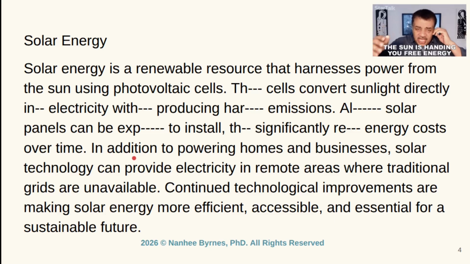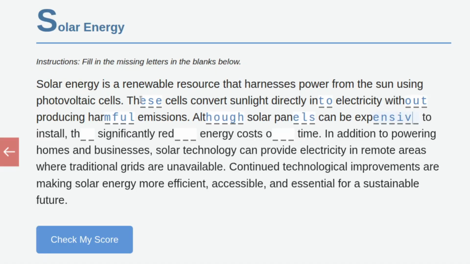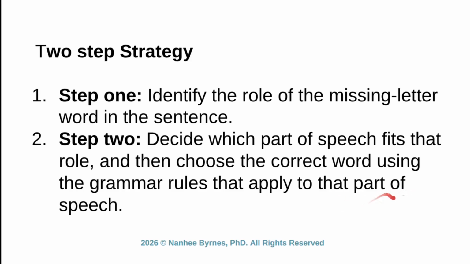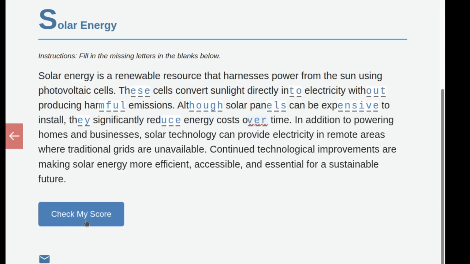Now, an important reminder before we start. When you fill in missing letters like this, you are not guessing randomly. You are using grammar signals. And we always follow two clear steps. Step 1, identify the role of the missing letter word in the sentence. Step 2, decide which part of speech fits that role and then choose the correct word using grammar rules that apply to that part of speech. All right, let's do it.